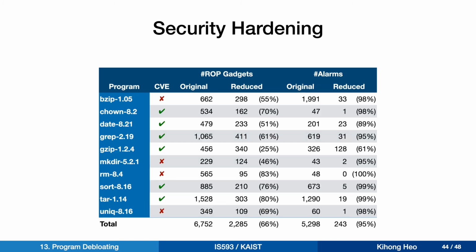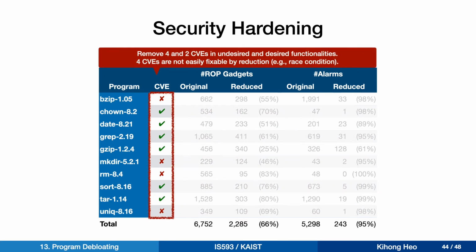Next, let's see how Chisel can improve security. First, we can see whether CVEs, security vulnerabilities, are removed or not. For 6 programs out of 10, Chisel could remove the security vulnerabilities. Among them, 4 are from undesired features and 2 are even from desired functionalities. And the remaining 4 are not easily fixable by just removing code. For example, a race condition is not easily fixable by removing some piece of code.